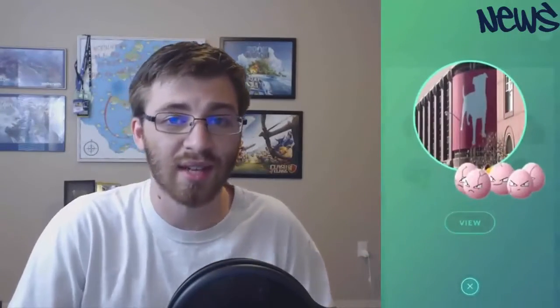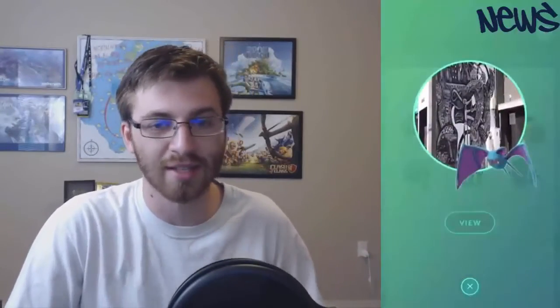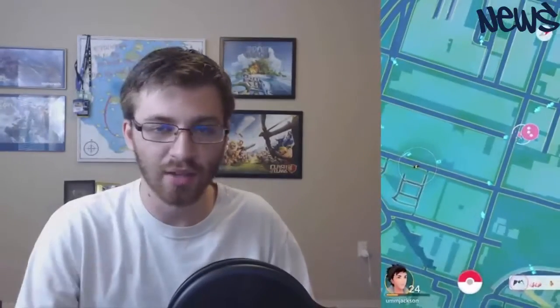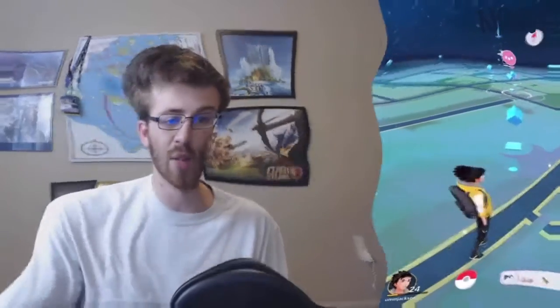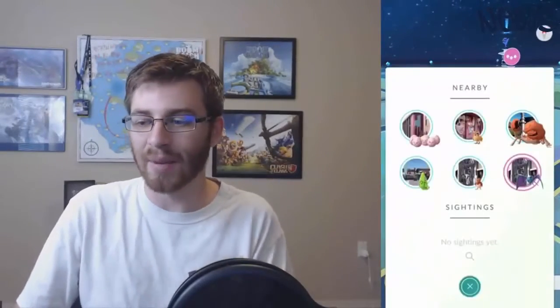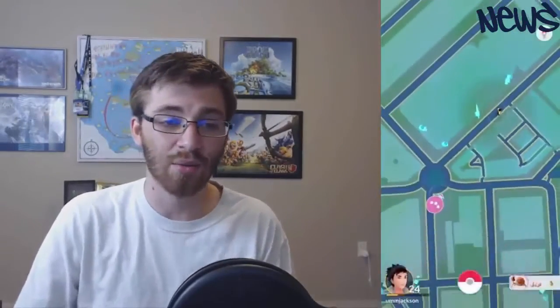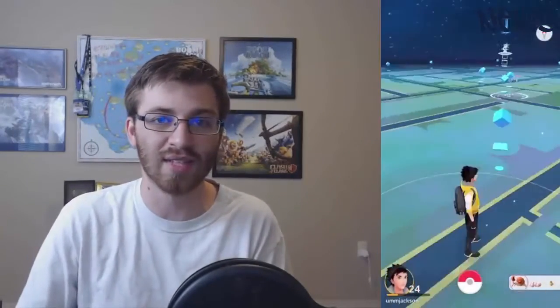Let me recap that though, because I said a lot of information really fast there. So I'll basically just restate what I said, and I want to hear your thoughts. Do you guys like this new tracker? At least we have a baseline to find where Pokemon are, and with the nearby feature, it actually tells you the vicinity and where it is.